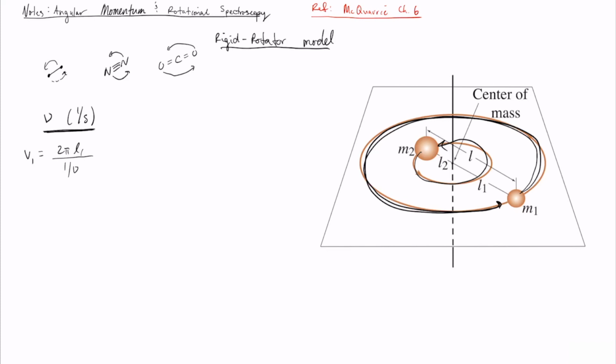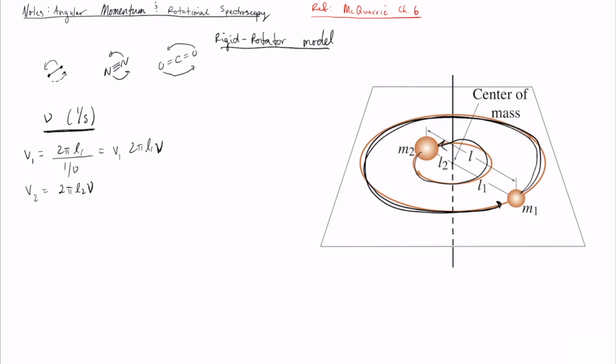Okay, if we put this together, V1, the velocity that particle 1 is moving, is 2 pi L1 nu. If we apply the same logic for V2, the only thing that changes is that V2 is moving around a slightly different distance away from the center of mass because it is heavier. And so in this case, we have 2 pi L2 nu. But it's the same frequency, so that part doesn't change at all.